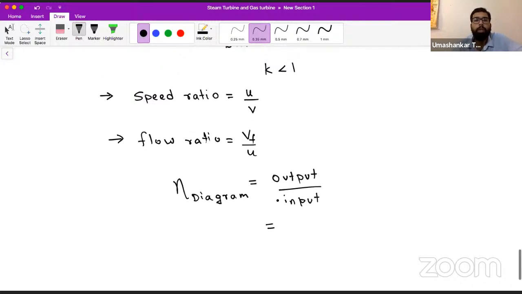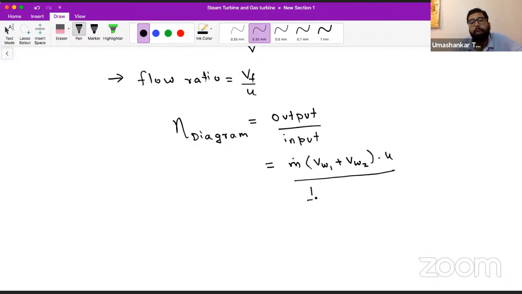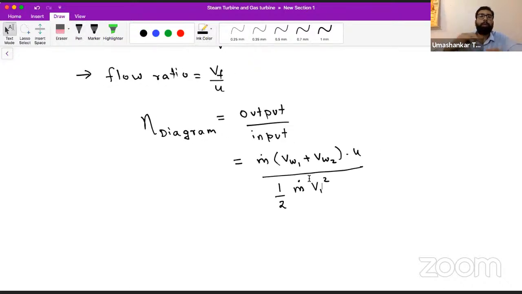So what is the output from this blade? This is m dot (Vw1 plus Vw2) into U, and input is half m dot V1 squared, because in this moving blade the steam is entering with the kinetic energy only. Within the blade, as we have seen in the analysis of impulse turbine, while the steam flows through the moving blade, there is no change of pressure, only velocity decreases.